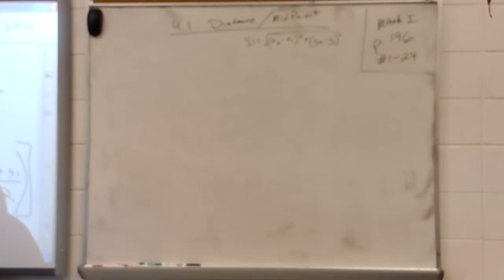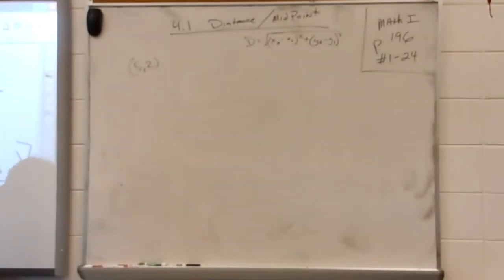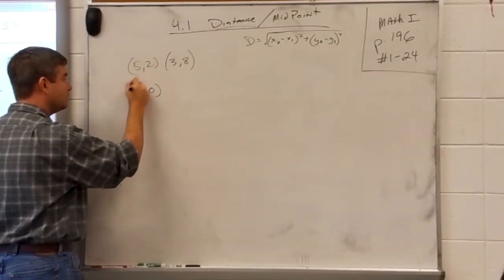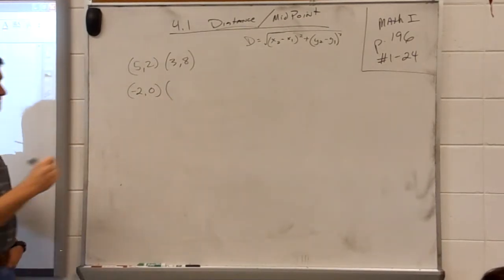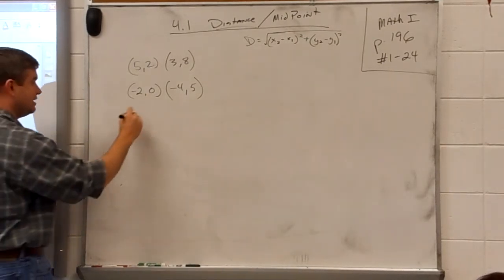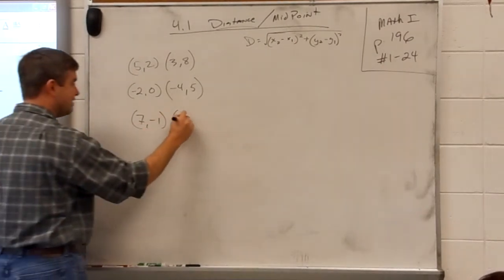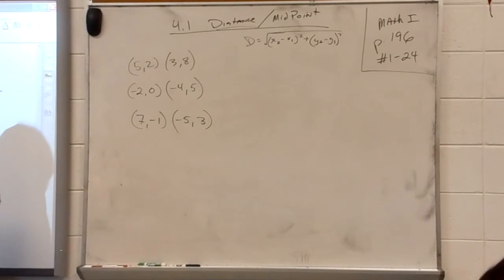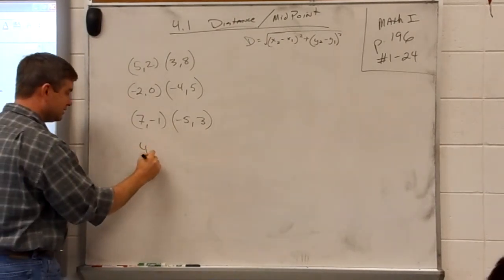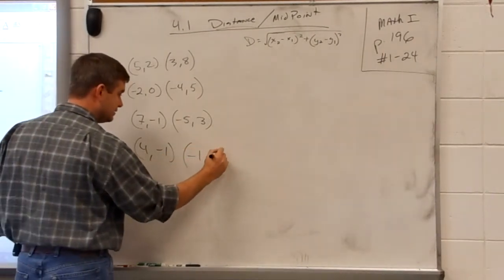Let me write these 4 problems down. All right, here we go. 5, 2. I want you to find the distance between each pair of points. 5, 2 and 3, 8. How about negative 2, 0 and negative 4, 5. 7, negative 1 and negative 5, 3. 4, negative 1 and negative 1, 6.